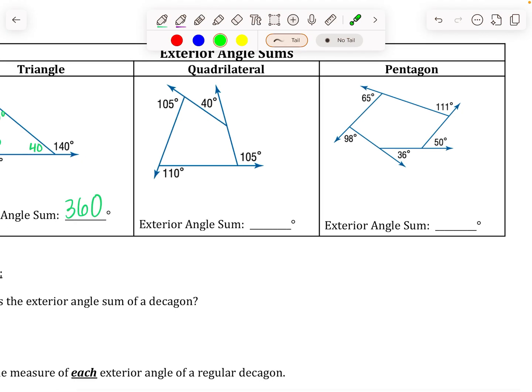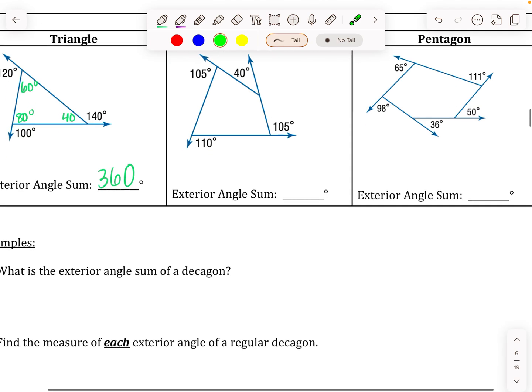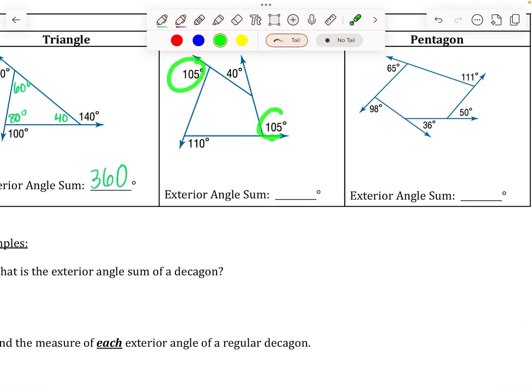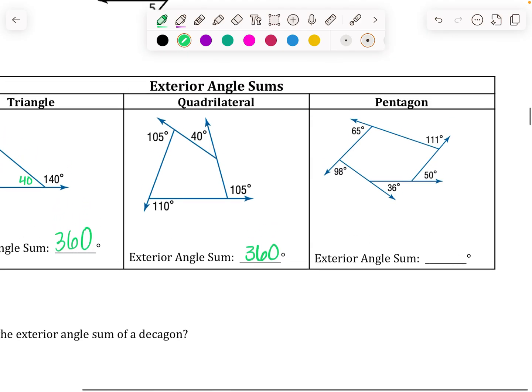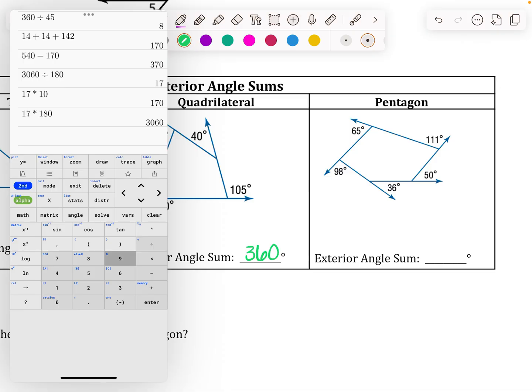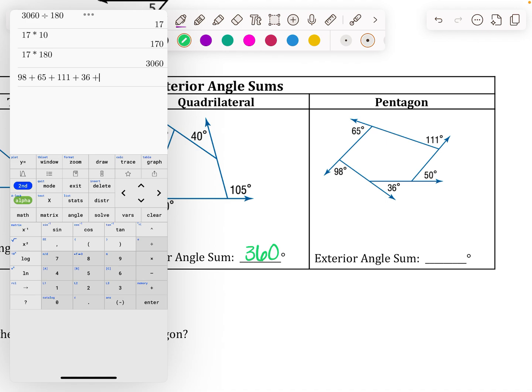All right, you'll notice that this is a 4-sided polygon. And so the angles on the outside should still add up to 360. We got 105 and 105, which would be 210. 210 and 110 would be 320, and 320 plus 40, again, would be 360. And the more sides, the smaller the angles get to be, but they should still add up to 360. I'm going to use my calculator for this one. 98 plus 65 plus 111 plus 36 plus 50 is 360.